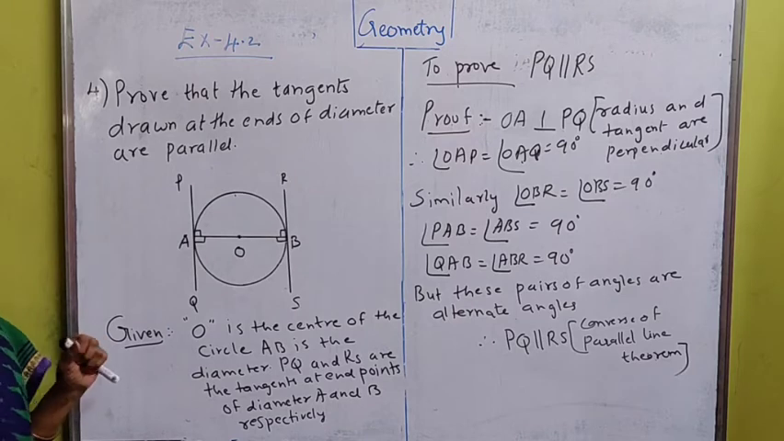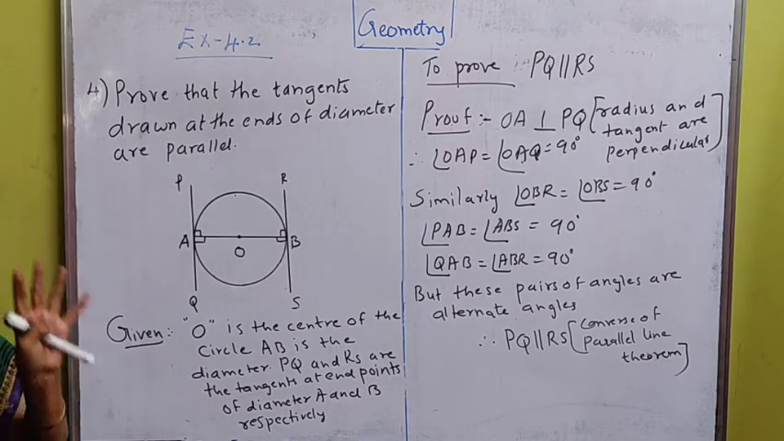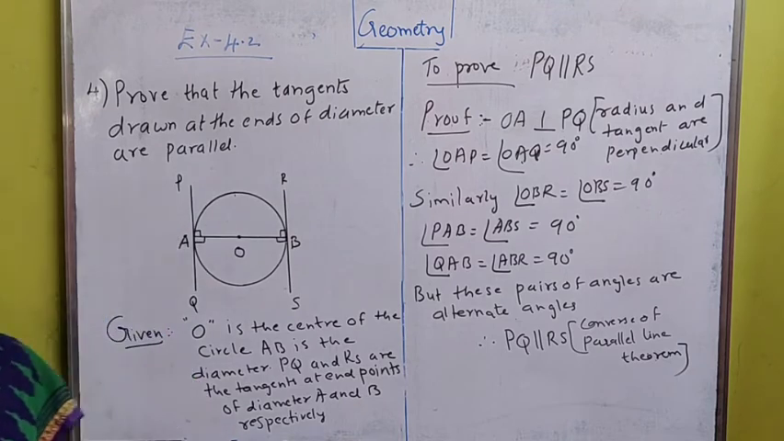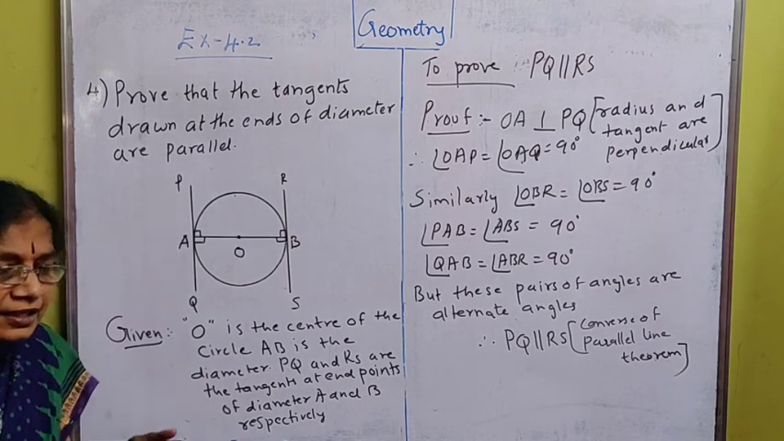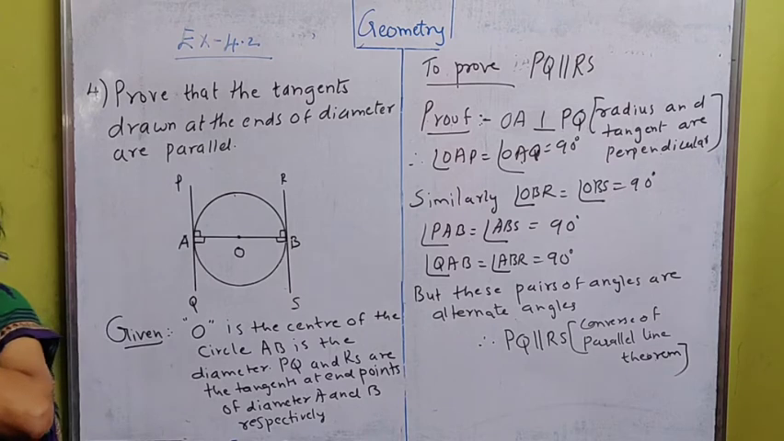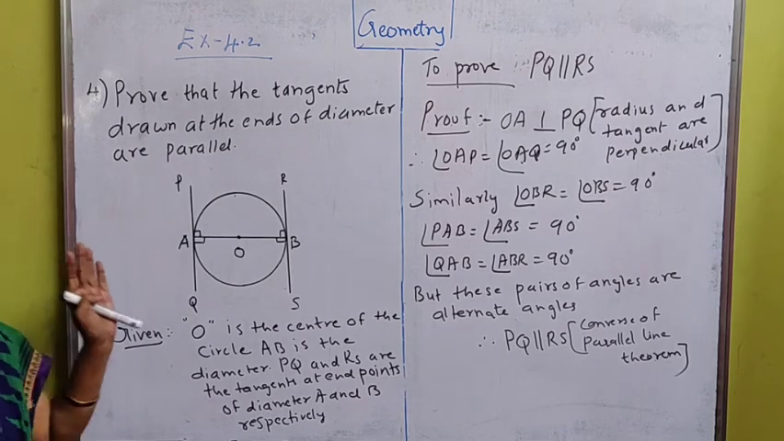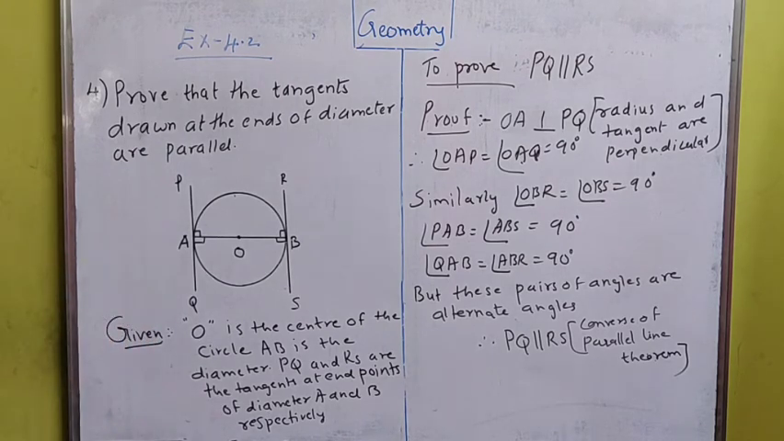So you came down to solve this sum number 4. You are using the theorem, which theorem? Converse of the parallel line theorem. But before that you are using which theorem? The theorem based on the tangent and the radius. They are perpendicular to each other. So this is how we have to solve problem number 4.